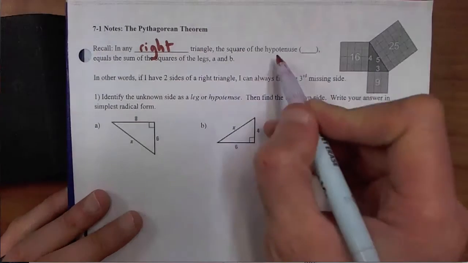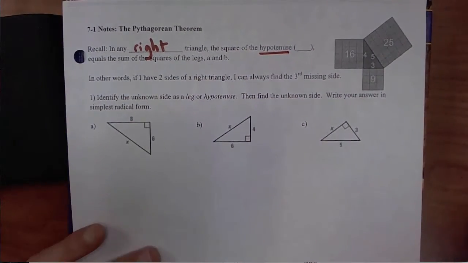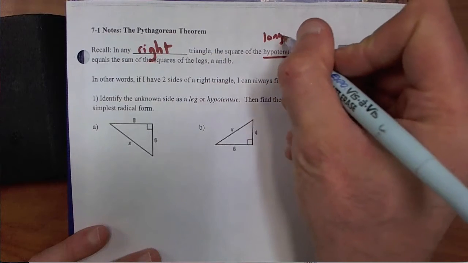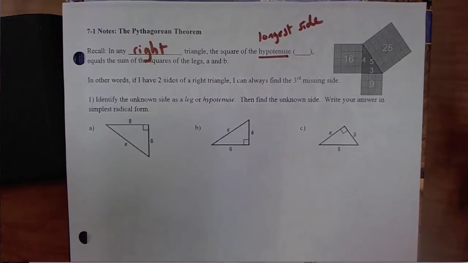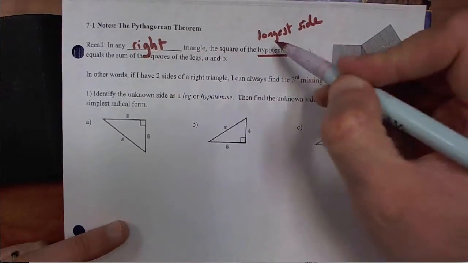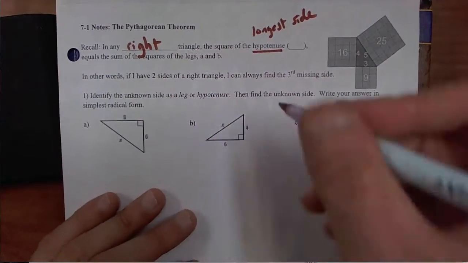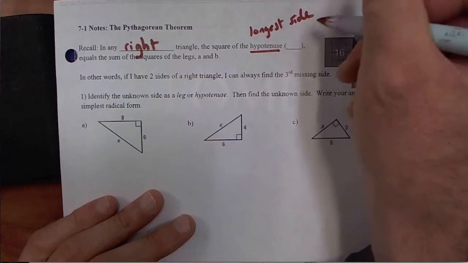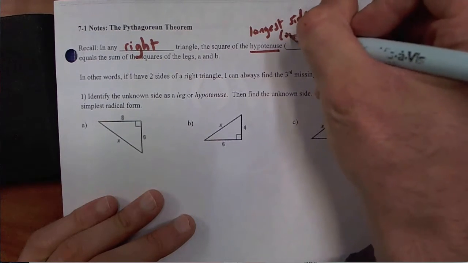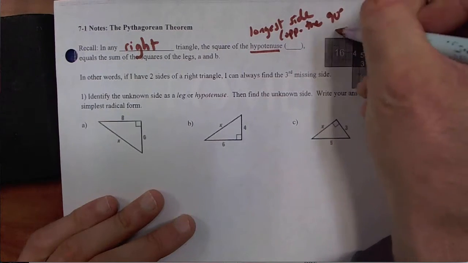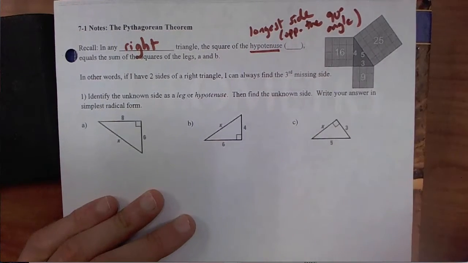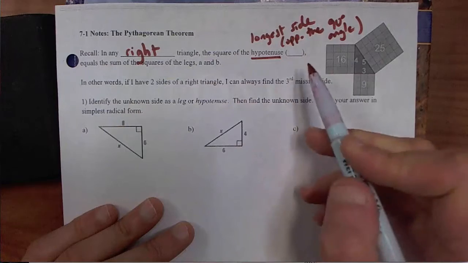square of the hypotenuse, right? The hypotenuse is always the longest side of the right triangle. And remember from chapter 5, the longest side is always opposite the biggest angle. So the biggest angle for a right triangle has to be the 90 degrees, right? So you can always find the hypotenuse by going opposite the 90-degree angle, because the biggest angle opens up to the longest side.